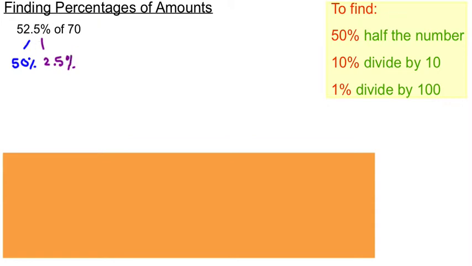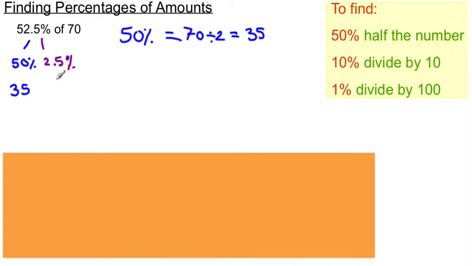Now, to find out the 50%, this one's nice and easy. 50%, you halve the number. So we do 70 divided by 2, which gives us 35. Now, straight away, I know that 50% is equal to 35. Now, I still have to find out this 2.5%.